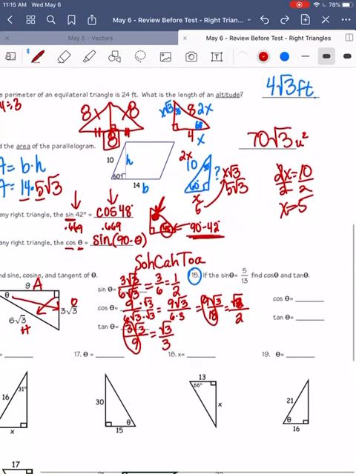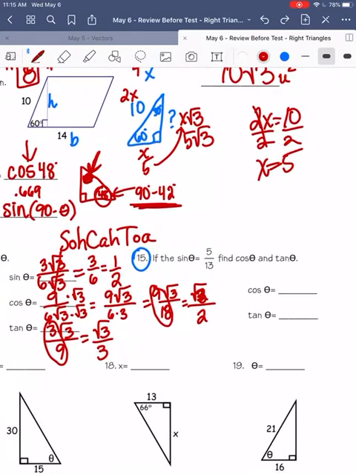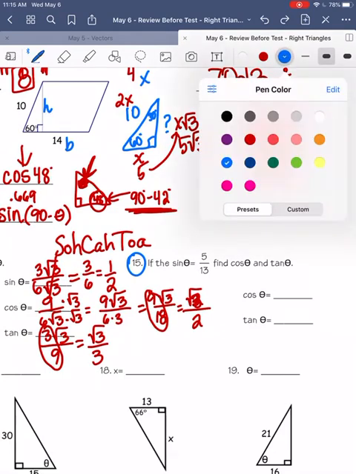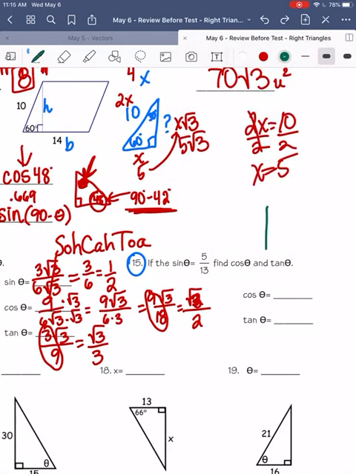Now 15, some of you left it as like X on the unknown side, but here's what I want you to do. On number 15, I want you to draw the right triangle. Put theta wherever you want. I typically put it at the bottom. Now sine is O over H. So I'm giving you the O side, and I'm giving you the H side. Which side are we missing? Well, we're missing the adjacent side, and you need it for cosine and tangent. You need the A. So how do we find the A? Well, we find it using the Pythagorean theorem.